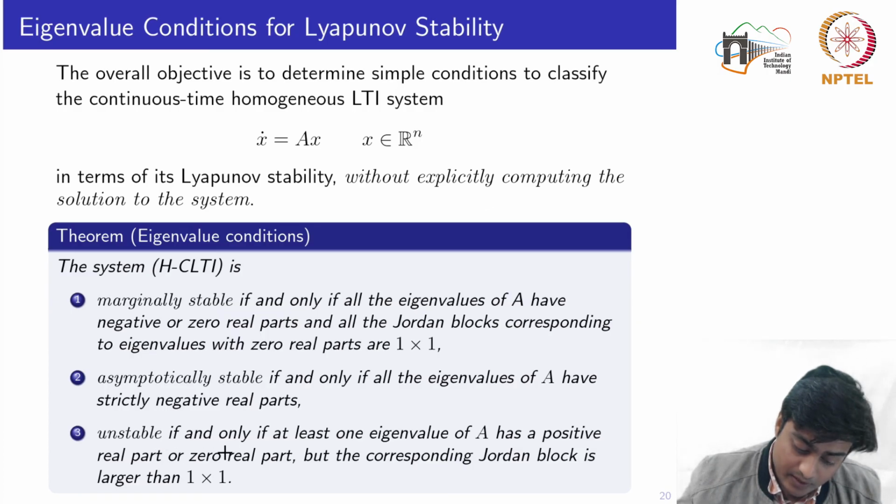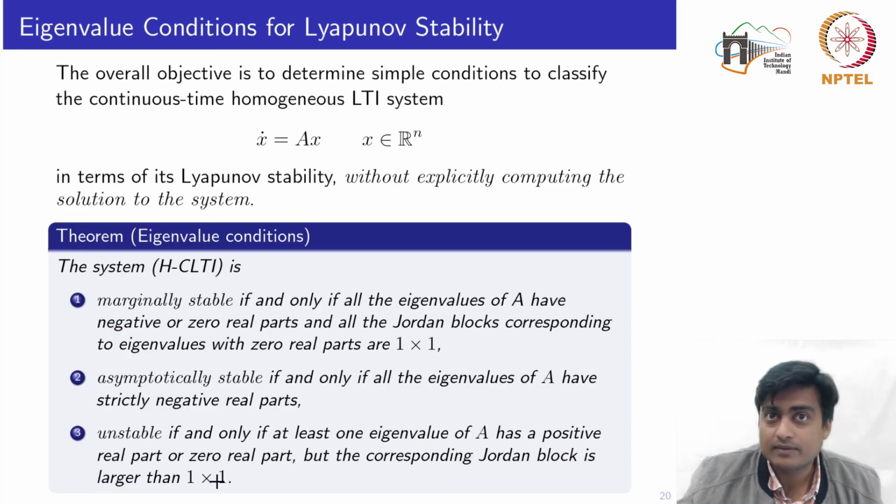The third is unstable if and only if at least one eigenvalue of A has a positive real part, or zero real part but the corresponding Jordan block is larger than 1 cross 1. Again, if you have zero eigenvalues, it could be either stable or unstable. It would be stable if it is simple. If it is not simple, then it would be unstable.